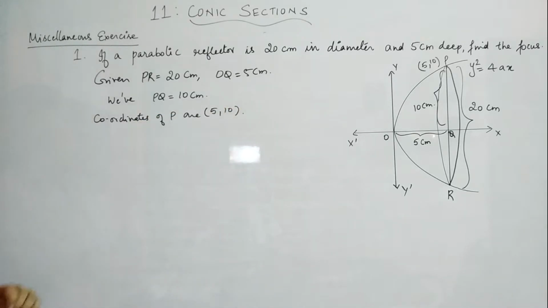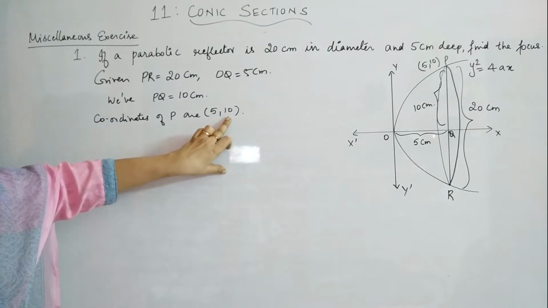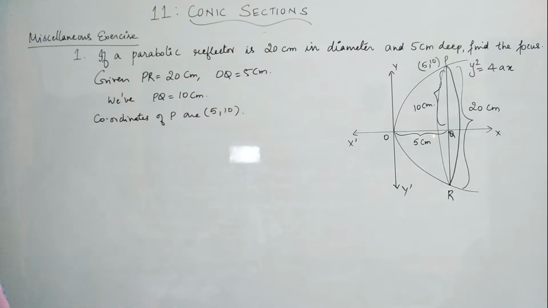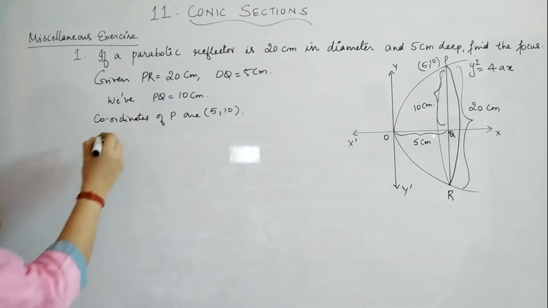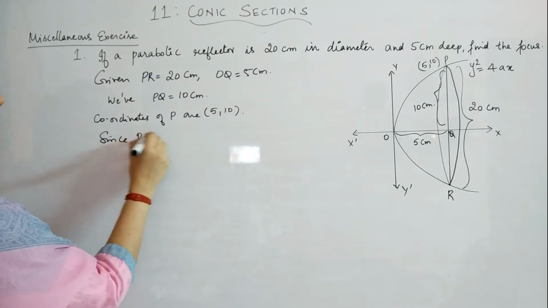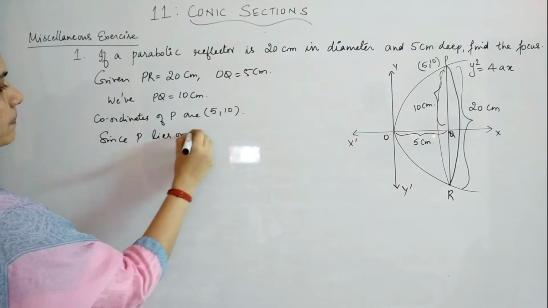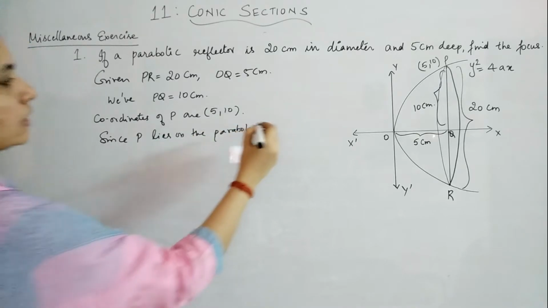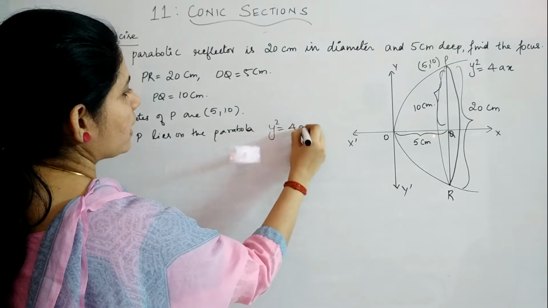Now again, P is lying on the parabola y square equal to 4ax. So this point can be replaced with x and y and we can find out what is a. Okay, so since the point P lies on the parabola y square equal to 4ax.